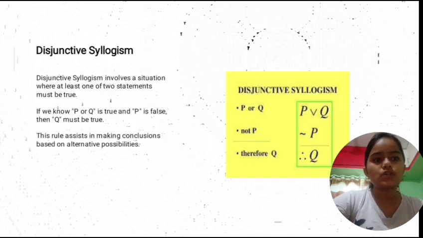Next, disjunctive syllogism. Disjunctive syllogism involves a situation where at least one of two statements must be true. If we know P or Q is true and P is false, then Q must be true. This rule assists in making conclusions based on alternative possibilities. Disjunctive syllogism: P or Q, not P, therefore Q.